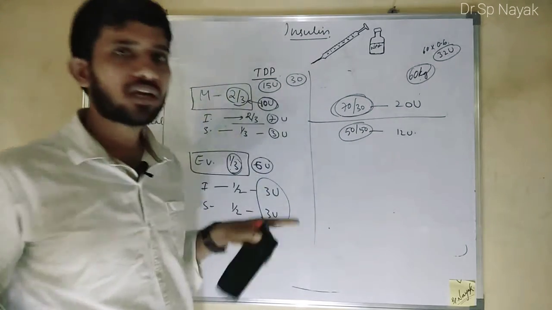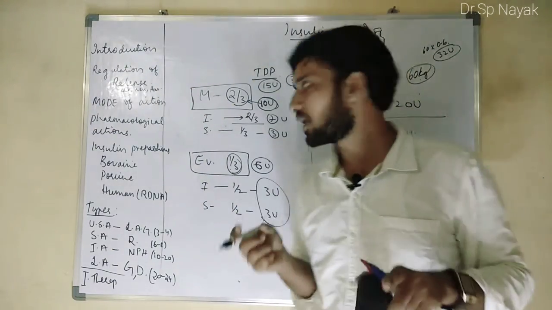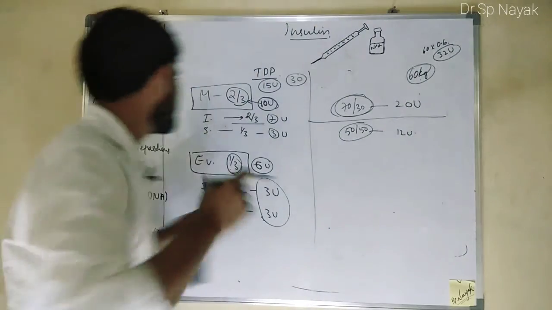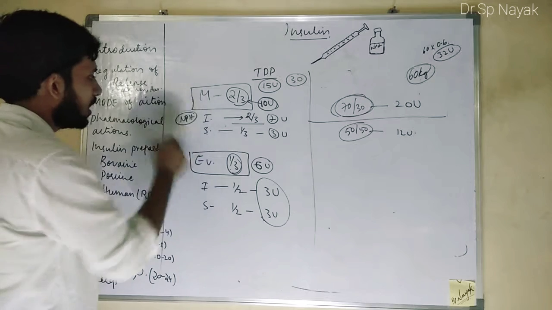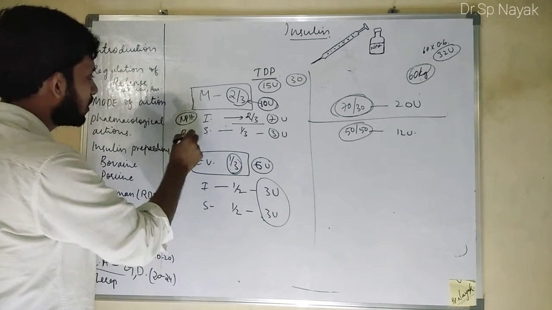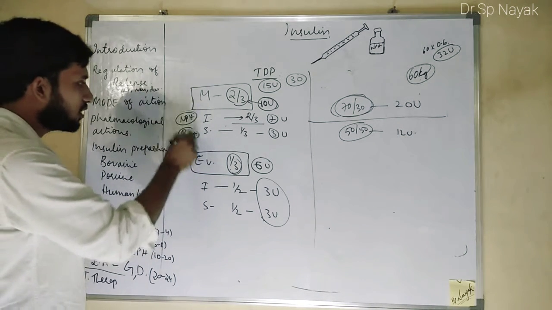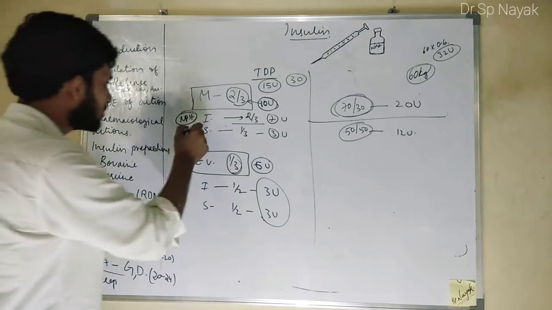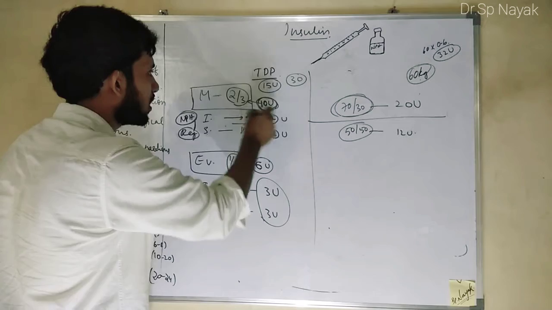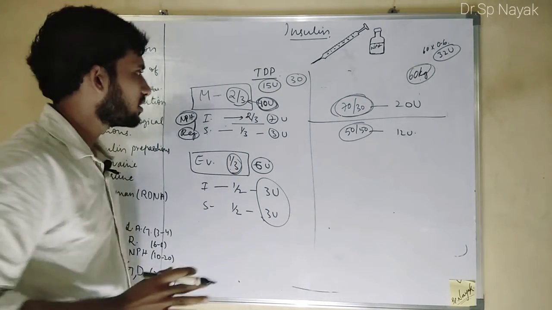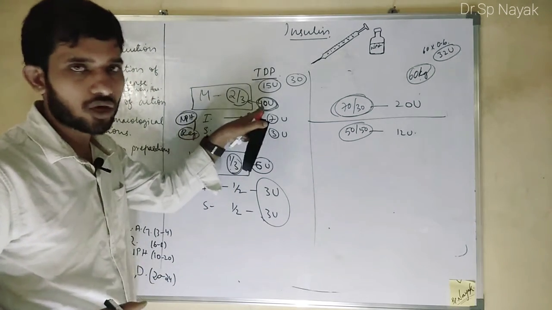So no need to take intermediate acting insulin, short acting insulin. Here intermediate is nothing but NPH, and short acting is regular. So we have to take regular and NPH insulin, mix both the insulins and make it the total daily morning dose, and inject the dose which should be given in the morning.